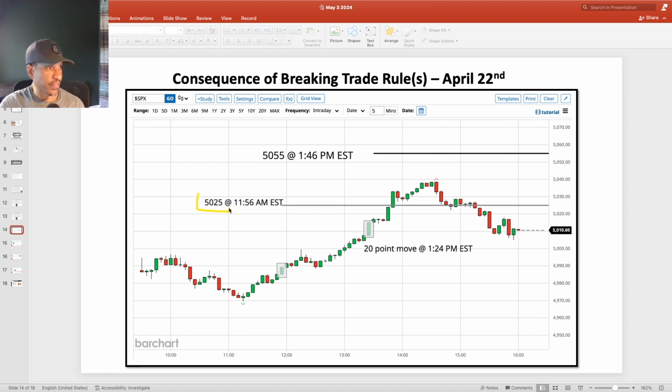Now, I was at 50.25. The 20-point move was made at 1:24. So we're talking about roughly 50.15, 50.14, if you will. So it was roughly within 10 points of my short strike at 50.25. So now I had a decision to make.